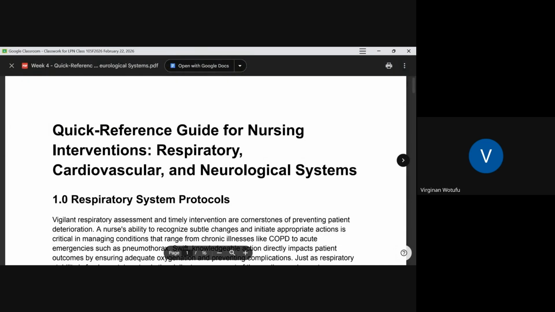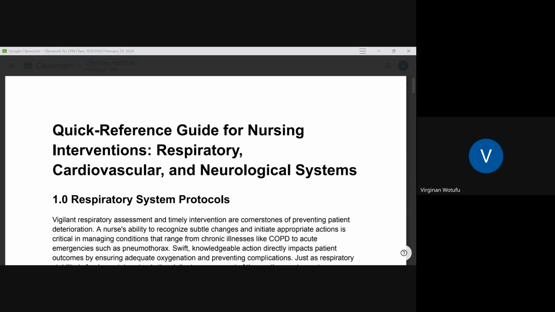So, guys, welcome back to another week of our lesson. Today we're looking at the respiratory, cardiovascular, and neurological systems. We'll just have a run through these various systems, check the assessments, common clinical findings, rationales, and the nursing interventions we need to consider or actions we need to take when looking at these systems.